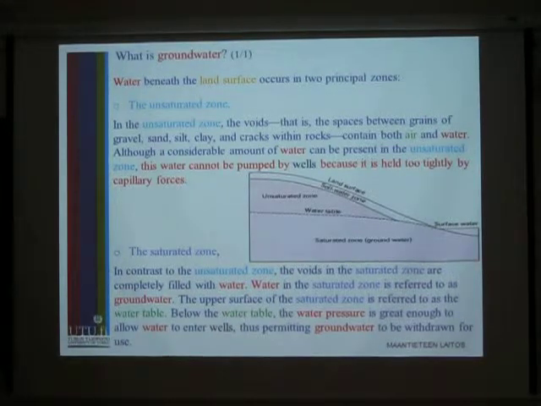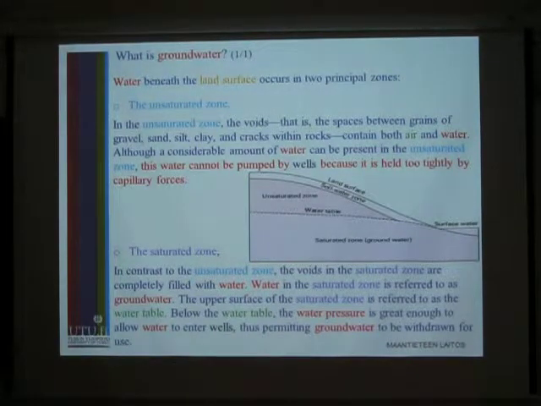We have two parts of this groundwater. According to the saturation of water, we have the unsaturated zone. The voids, meaning all the spaces between the grains of gravel, sand, silt, clay, and cracks within the rocks, if they contain air and water, it's called the unsaturated zone.